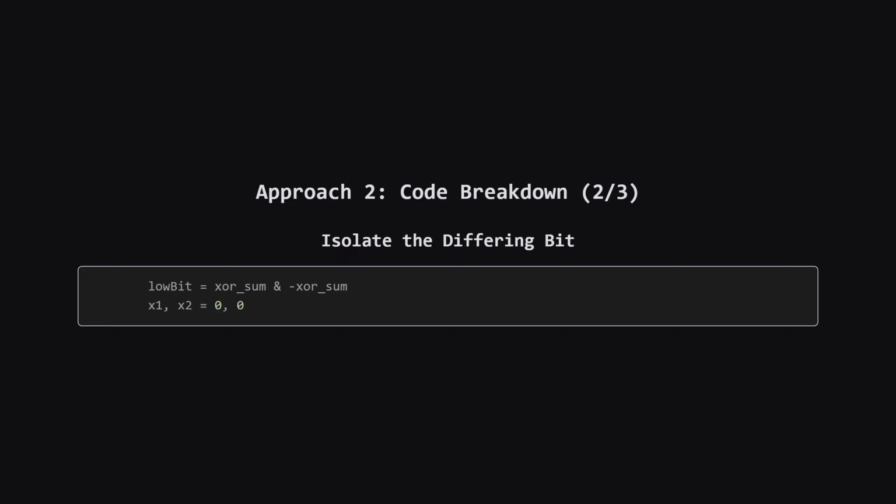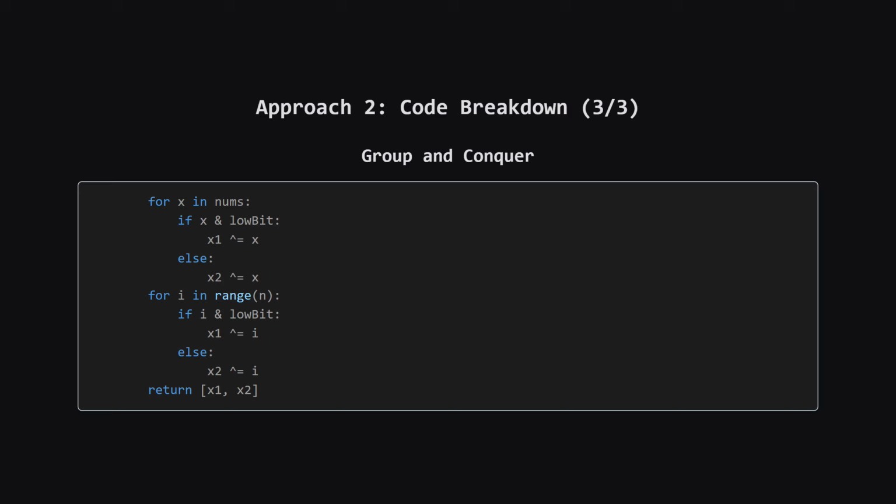We also initialize 2 variables, x1 and x2, to 0. These will eventually become our 2 sneaky numbers. Finally, we repeat the process, but this time with our low_bit separator. We loop through nums and the ideal range of numbers again. For each number, we check if its bit at the low_bit position is set. We do this by taking the number and doing a bitwise AND with low_bit. If the result is not 0, it means the bit is set, and we XOR that number into x1. If the bit is not set, we XOR it into x2.